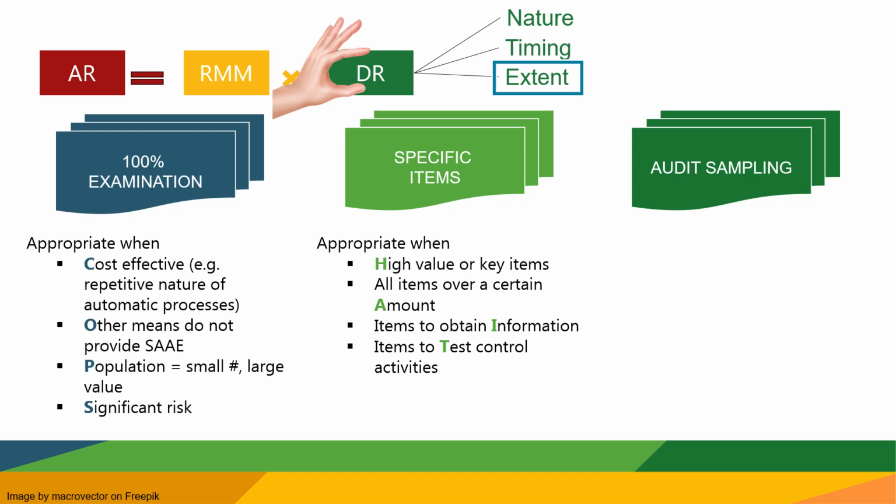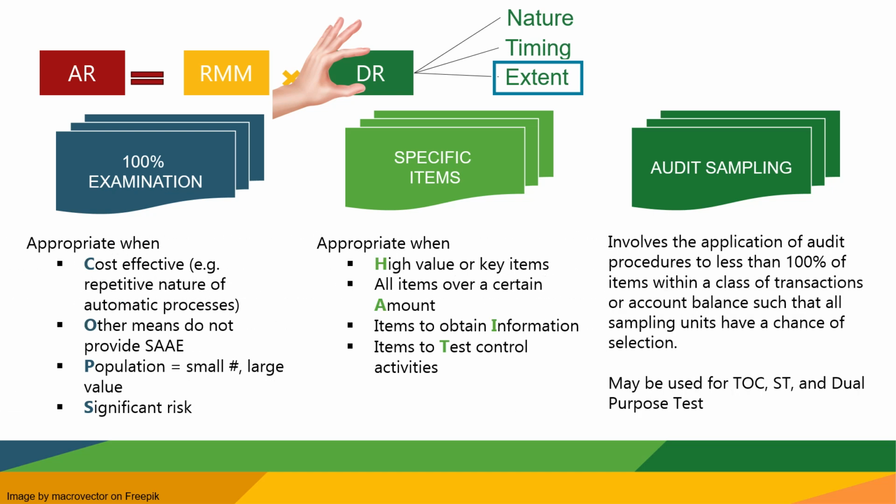Okay. And the third one, which is of course going to be the very meat of our discussion for this lecture series, is audit sampling. Unlike specific items, in audit sampling, there is no set criteria, or the auditor does not set a threshold or a filter. Okay. It does involve testing less than 100% of the population, but take note, under audit sampling, all the sampling units have a chance of selection, unlike specific items where they need to meet specific criteria, right? In audit sampling, every unit has a chance of selection.